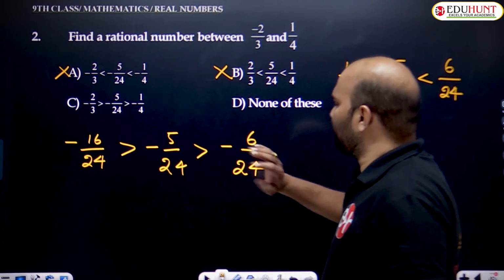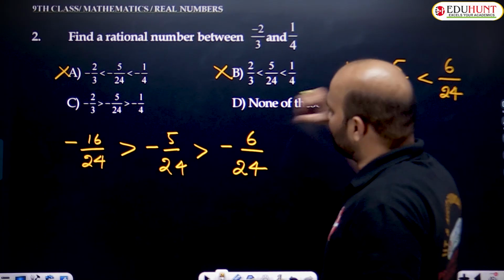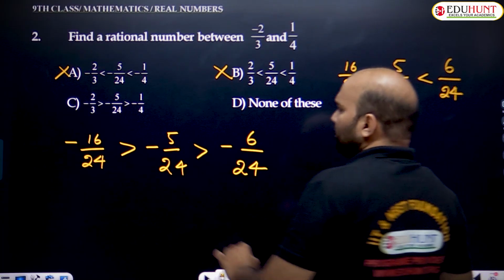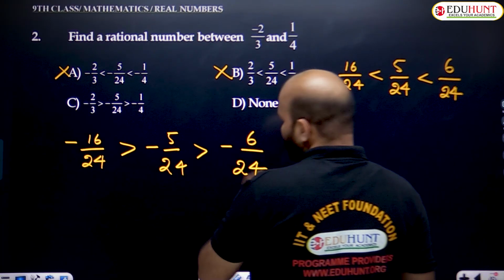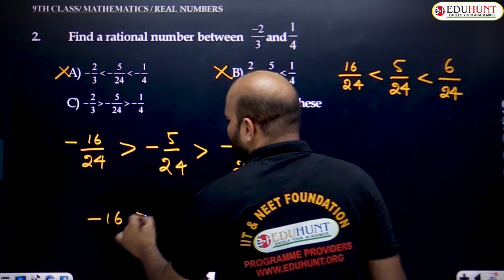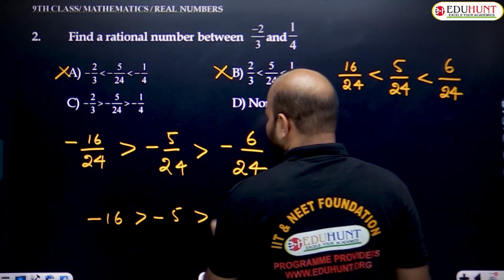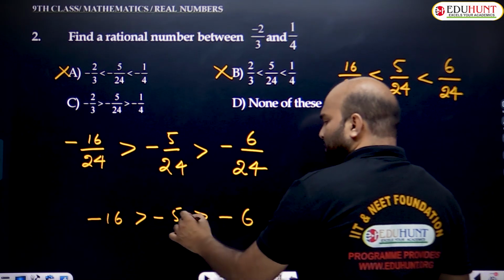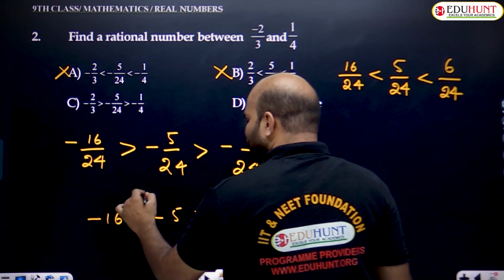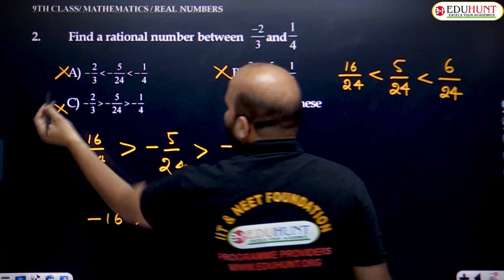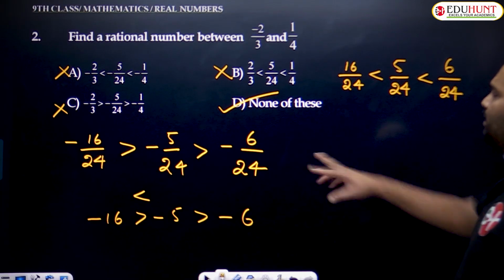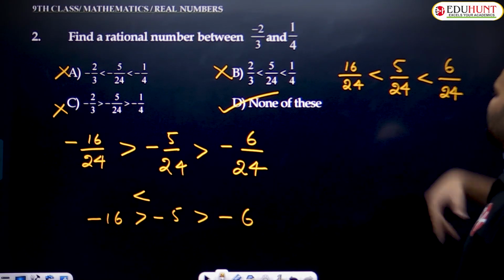So minus 5 by 24 is one of the numbers between minus 2 by 3 and 1 by 4. So clear. But all denominators are equal, nothing but cancel. So what you are getting: minus 16 greater than minus 5 greater than minus 6. So minus 5 is greater than minus 6, okay. But minus 16 is greater than minus 5? No, minus 16 is less than minus 5. So it is also fail. Then the answer is option D. Option D is the right answer because A, B, C all failed. Option D is right. None of these is the right answer.